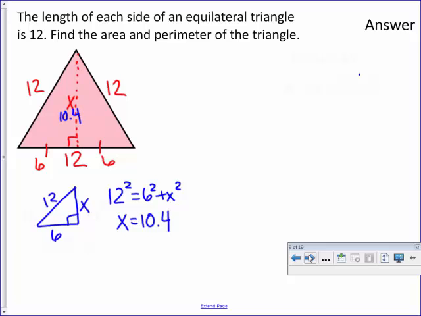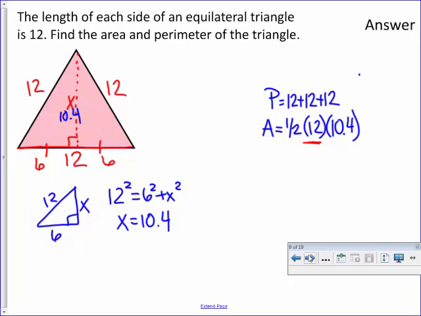Okay, so plugging it into the formula, we should get the values. Perimeter, 12 plus 12 plus 12. Area 1/2, the base of 12. So remember, you have to use this whole base. Don't use the 6 in the area formula. Times the height, 10.4. So our answer, when you solve that, should be 36 and 62.8.